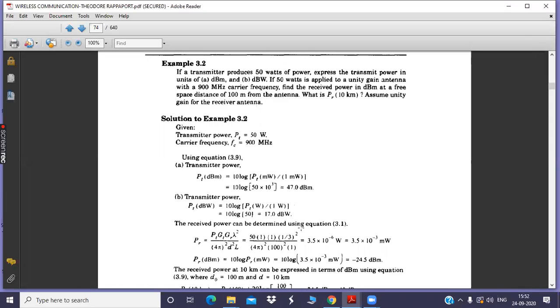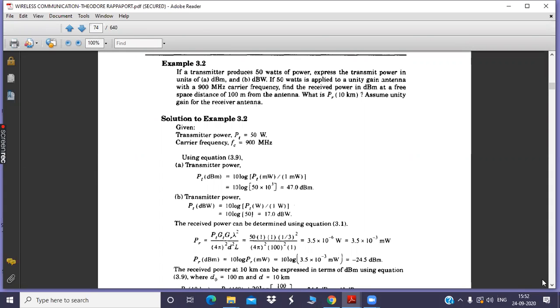After substituting all the parameters, you will get the answer in milliwatt. You have to express it in milliwatts because it is clearly mentioned that your power should be in dBm. So kindly express it in milliwatt. After expressing in milliwatt, just take 10 log. Or else, if it is expressed in watts, then you have to divide it by 0.001 and then apply 10 log so that it will automatically be dBm. The answer is minus 24.5 dBm, the power level that is received at the distance D0.